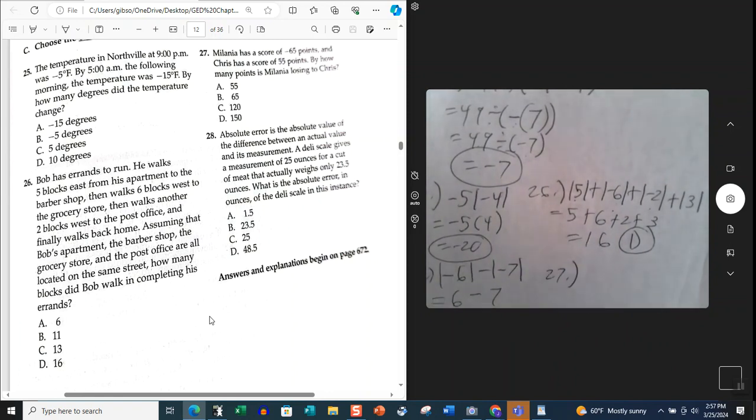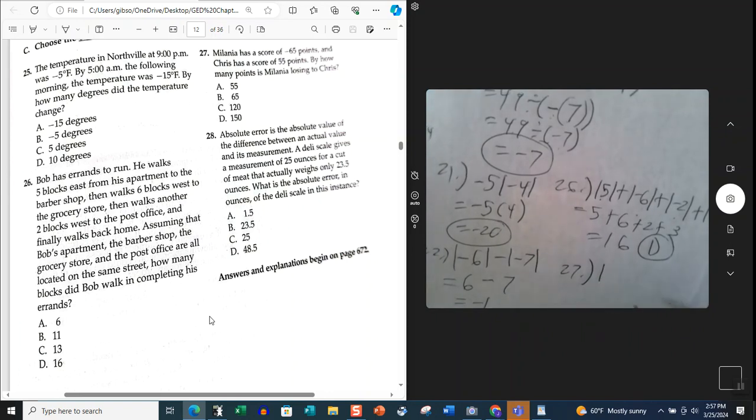Okay, 27. Melania has a score of negative 65 points, and Chris has a score of 55 points. By how many points is Melania losing to Chris? So we would take the absolute value of negative 65 plus the absolute value of Chris's 55. Now when we add these together, it'd be 65 plus 55. So Melania is losing by 120 points, which would be C.